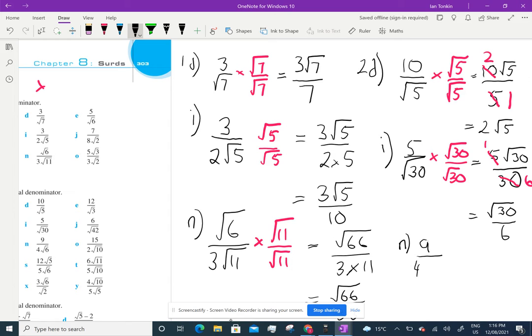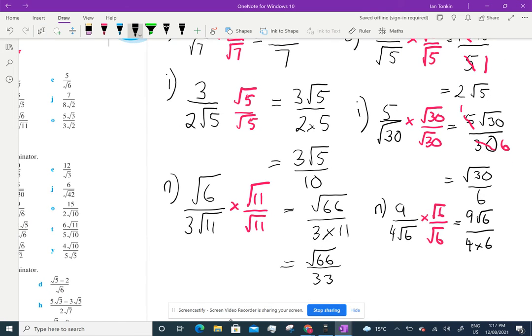9 on 4 root 6. Okay, so I just multiply by the surd in the denominator, root 6 on root 6. Remember, the whole point of this is to get a rational denominator. 9 root 6 on the top. Root 6 times root 6 is 6, and I've got 4, so 4 times 6.